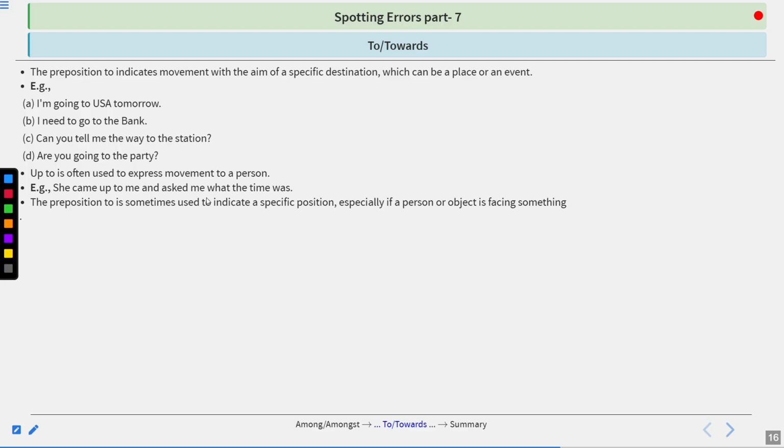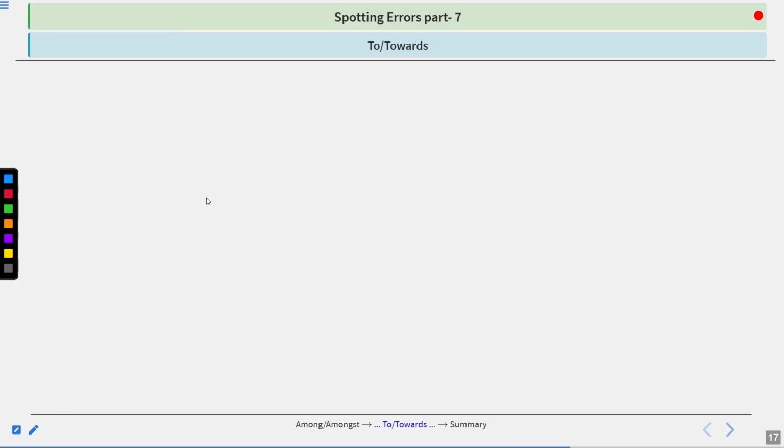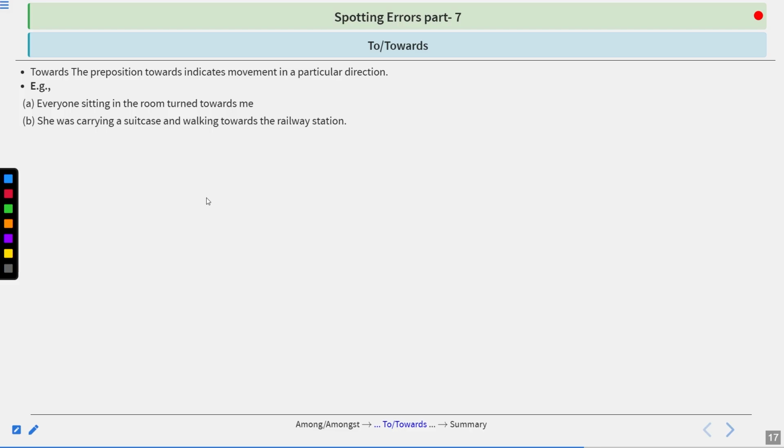The preposition to is sometimes used to indicate a specific position, especially if a person or object is facing something. There is a door to your left. He stood with his back to the window. Towards: the preposition towards indicates movement in a particular direction. Example, everyone sitting in the room turned towards me. So towards is referring to a direction, not a destination. She was carrying a suitcase and walking towards the railway station. So the railway station could be either a destination or a direction. But as we have put towards here, it refers to a direction, not a destination.